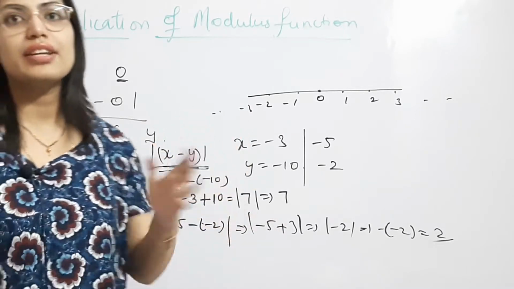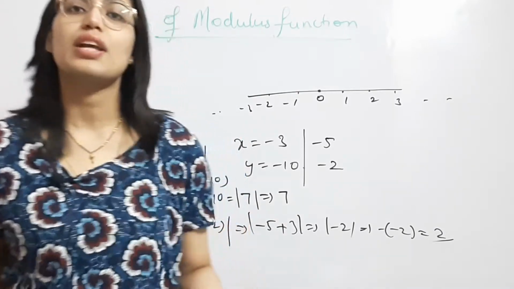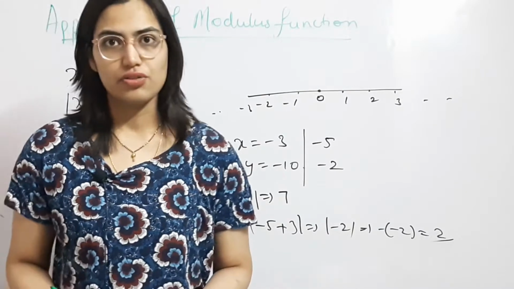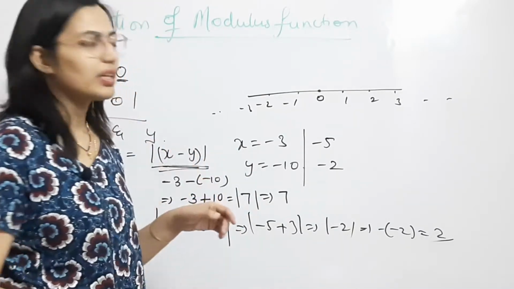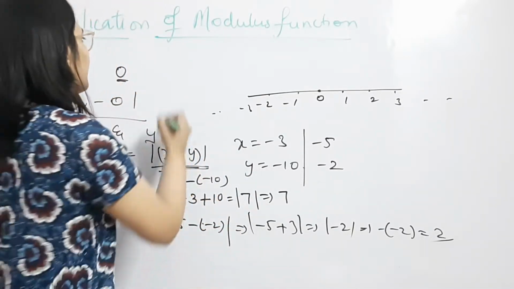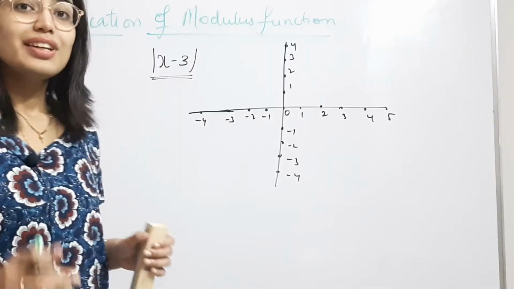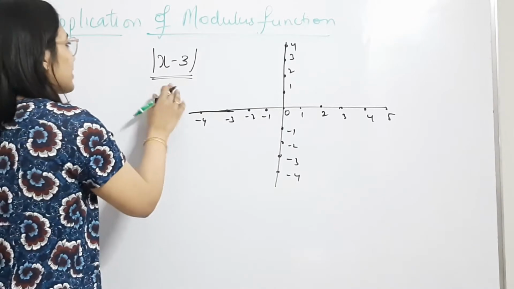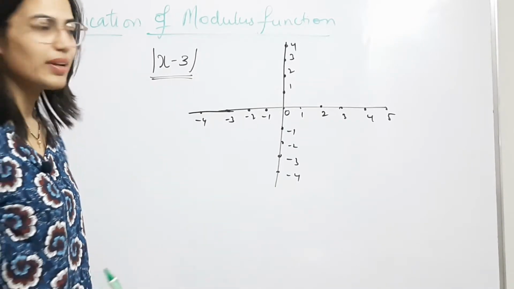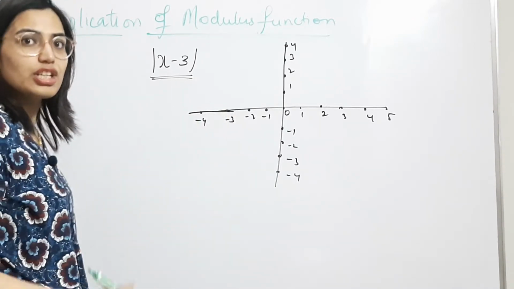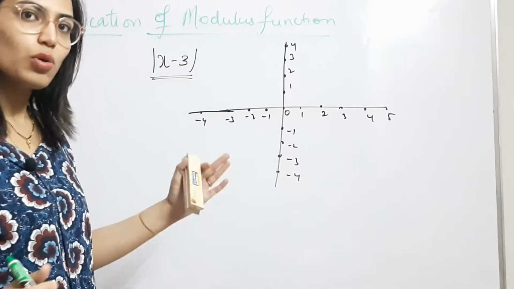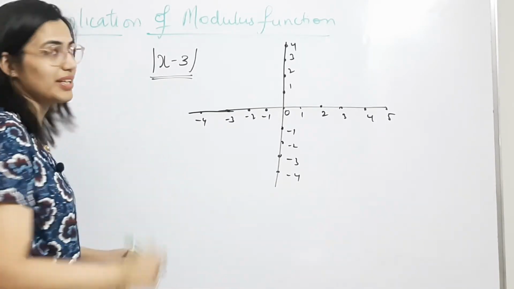This is a very important and most useful application of a modulus function. Now, how will the graph look when we are calculating the distance? As in, how will the graph of, for example, mod x minus 3 look? So now, let's look at the graph of mod x minus 3. Okay, x can take any values here. You will notice the difference between the original graph of mod x and mod x minus 3.